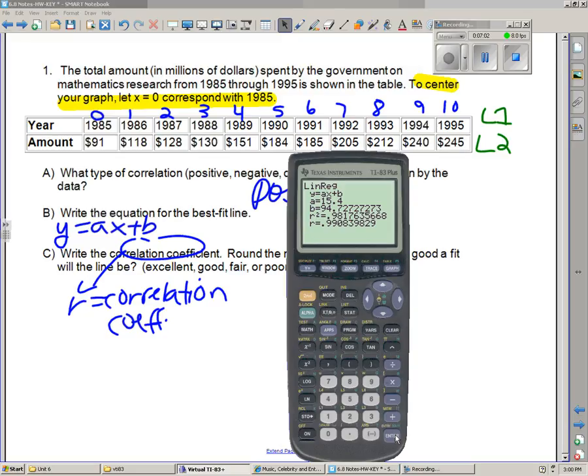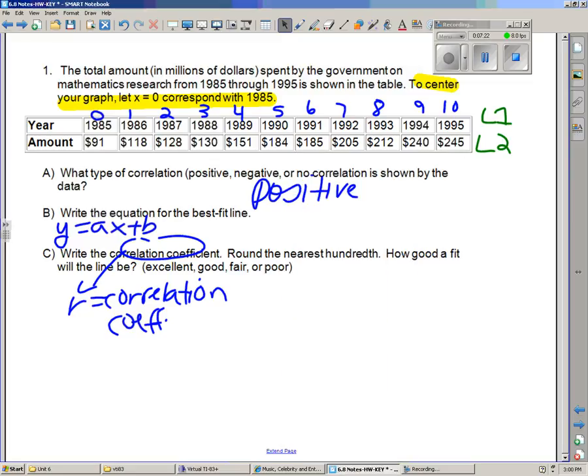They give you the a value, the b value, and r squared value. Not really sure what that is, and we're not going to be using it, so don't even worry about it. And then the r, the correlation coefficient. If we ask you to round this to the nearest tenth, your equation of the line is going to be y equals 15.4x plus 94.7. So that's what you're going to write: y equals 15.4x plus 94.7. That is the equation for the line of best fit.